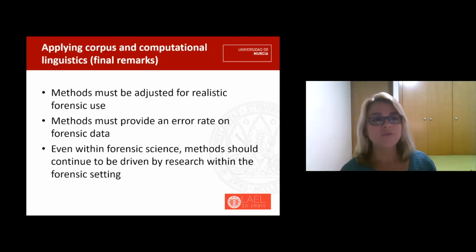So some final remarks on applying corpus and computational linguistics in the forensic setting. Methods must be adjusted for realistic forensic use. Methods must provide an error rate on forensic data. And even within forensic science, methods should continue to be driven by research within the forensic setting.